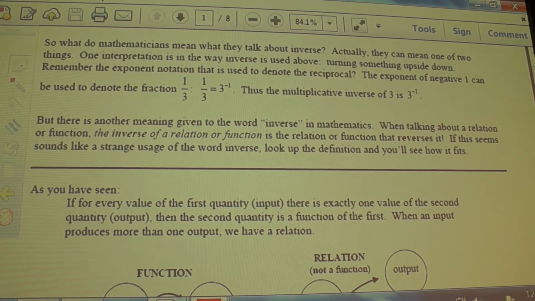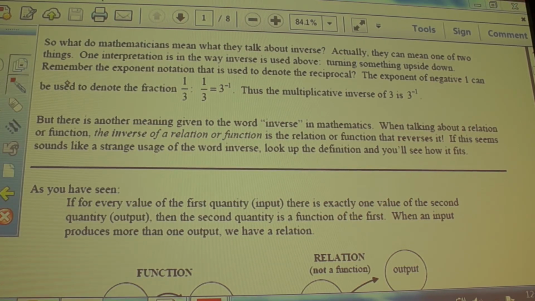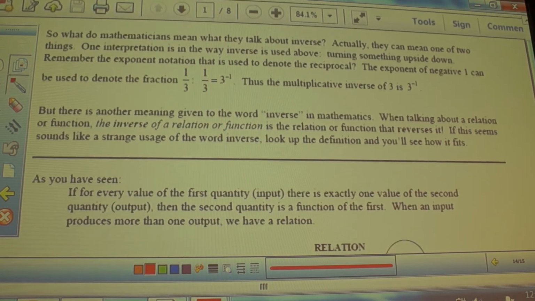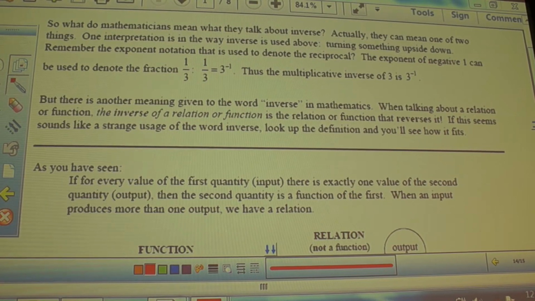Alex, go ahead and read for me. So what do mathematicians mean when they talk about inverse? Actually, they can mean one of two things. One interpretation is the way inverse is used above, turning something upside down. Remember the exponent notation that is used to denote the reciprocal? The exponent of -1 can be used to denote the fraction 1/3. 1/3 equals 3 to the -1. Thus, the multiplicative inverse of 3 is 3 to the -1.